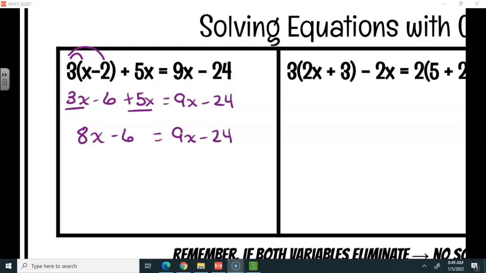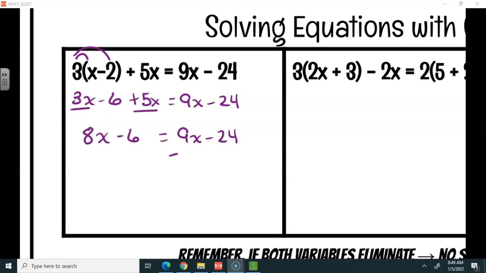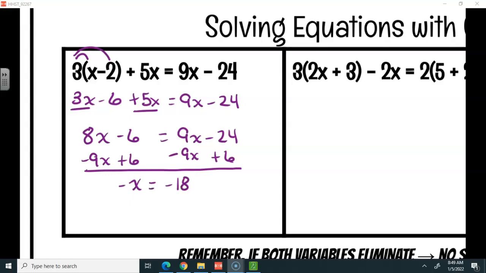Now at this point, you want to get all your variables on one side and your numbers on the other. And it does not matter which way you go. I'm just going to move my variables to the right, and then I'm going to move my constants to the left. So that's going to give me negative x equals negative 18. And we need to get x by itself and not negative x. So we're going to divide by negative 1, and x equals 18. Now, you may not have to show every one of those steps to get to that point, and that's okay. You can check this by plugging 18 back in place of x.